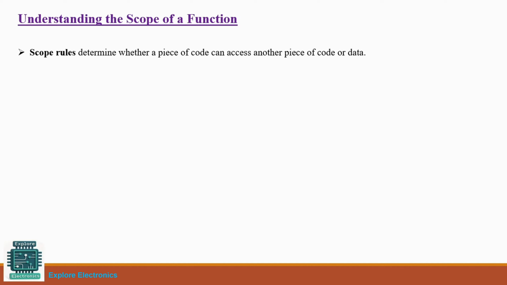The second concept now is understanding the scope of a function. Let me connect this with a scenario. In every department, only certain employees are allowed inside, right? So the scope of a function helps us understand who is allowed inside the department. To tell in a simple way, it tells about who can access what and from where. Scope rules determine whether a piece of code can access another piece of code or not.